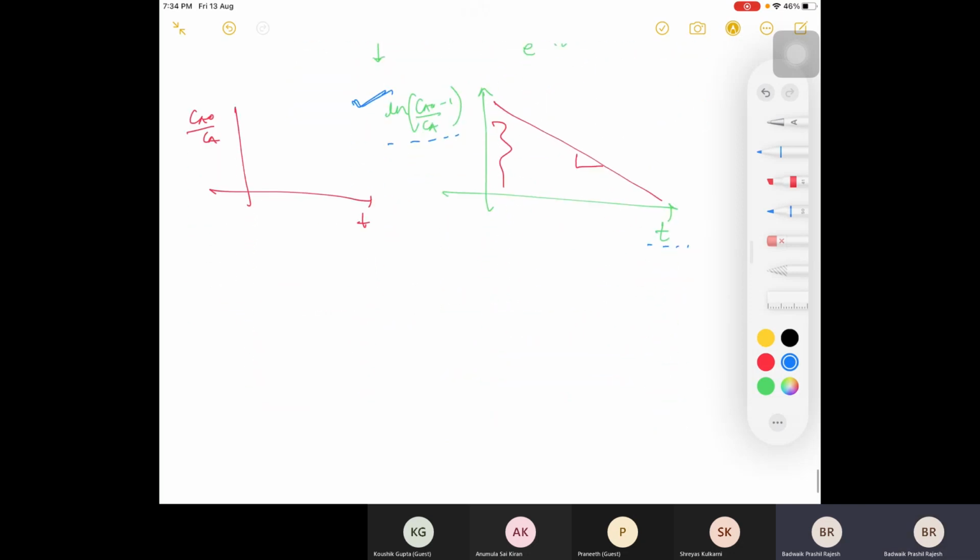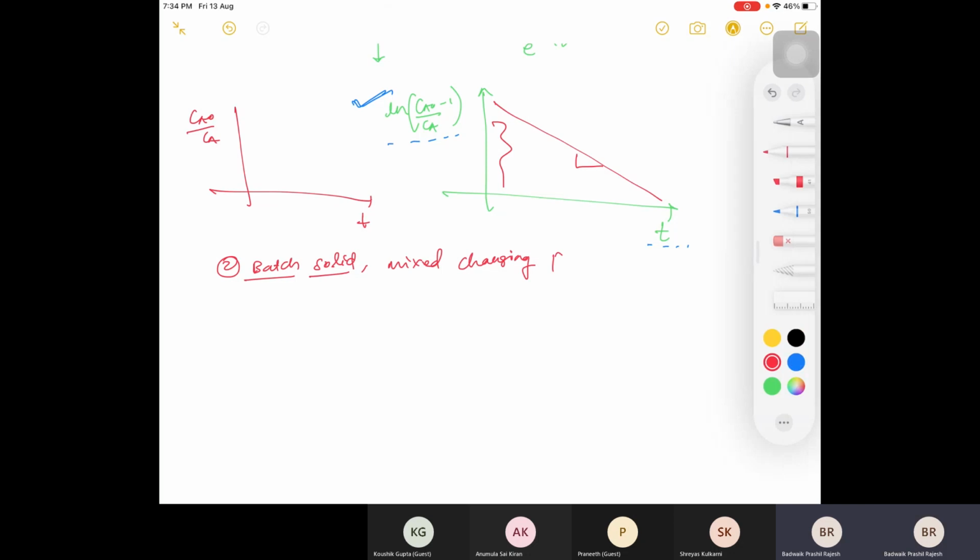Second derivation. Second term. Batch solid. Mixed. Changing flow of fluid.